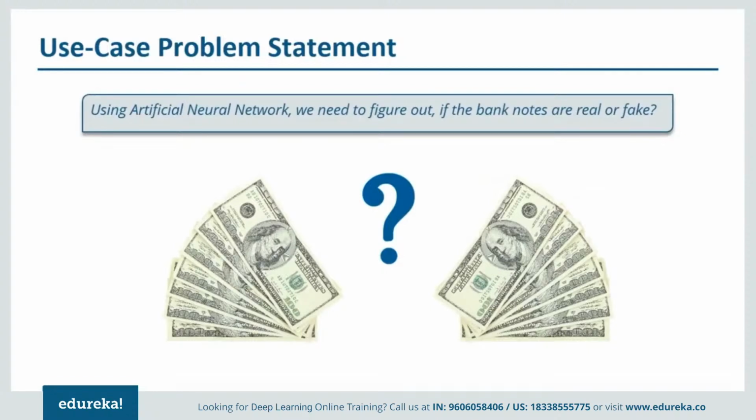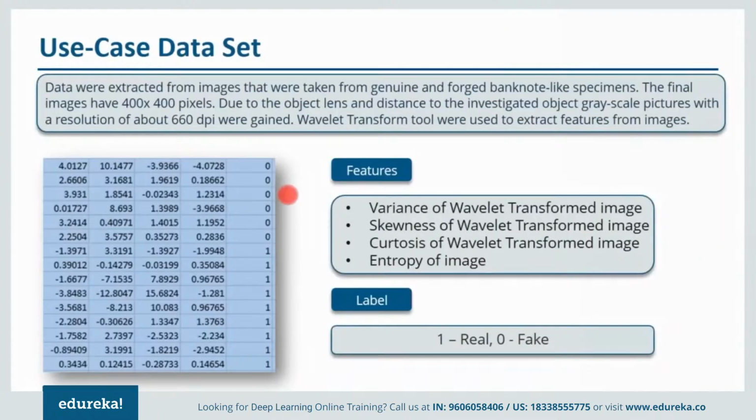And obviously we need some sort of data in order to train our network. So let us see how the data set looks like. So over here I've taken a screenshot of the data set with a few of the rows. In it, data were extracted from images that were taken from genuine and forged banknote-like specimens. After that, wavelet transform tools were used to extract features from those images. And these are a few features that I'm highlighting with my cursor.